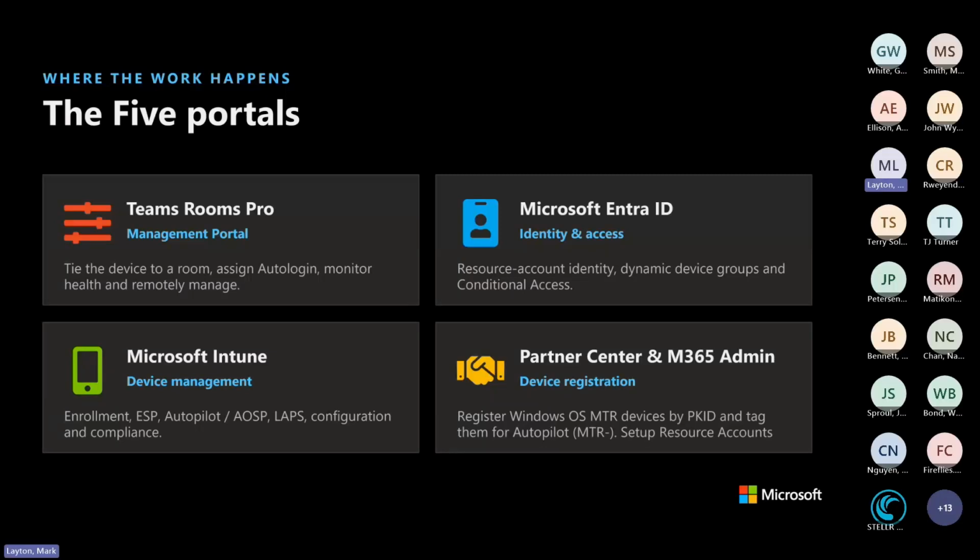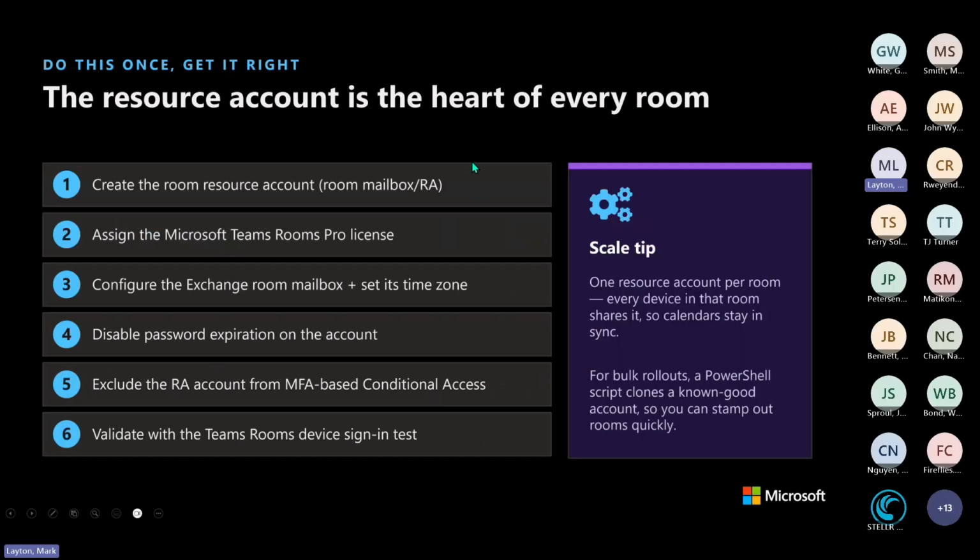Then with Entra ID, you're going to have your resource account identity. You're going to have your groups and your conditional access policies that you'll have to configure. Intune has a big part to play in this as well. If you enroll your devices in Intune, there's a lot of things you can do, like I said, enrollment status page, Autopilot, things like that. And then the last two portals that you'll use will be the M365 Admin Center, and for Windows-based devices, you might need to use Partner Center to register the devices just like you would a Windows endpoint, and you use the PKID for that. So we'll talk about that.